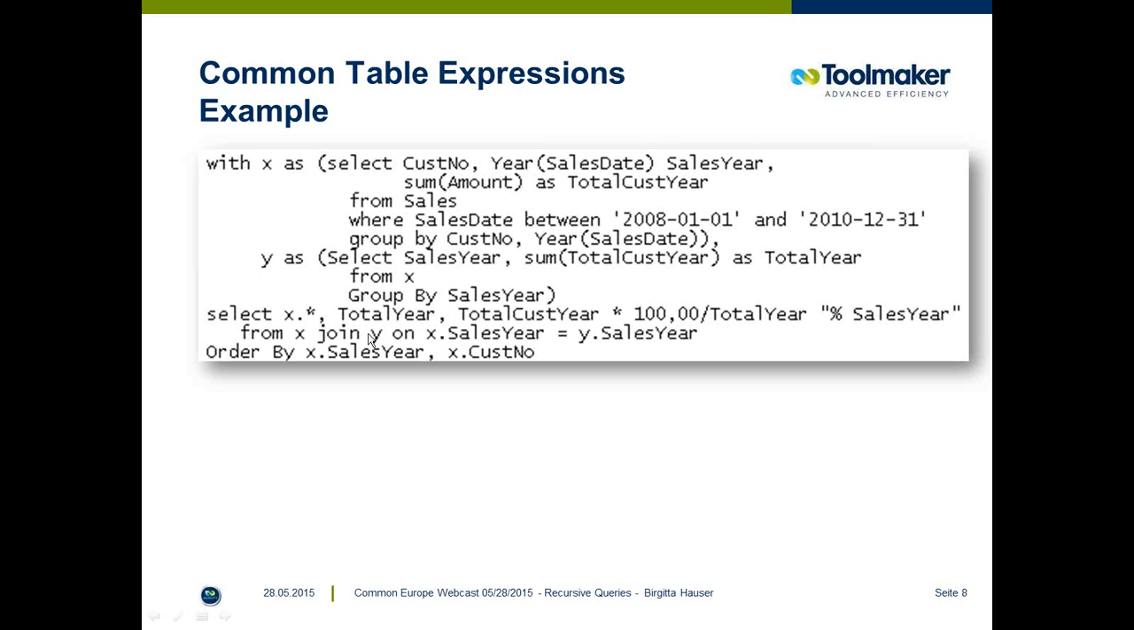And here in the final select statement, we join the X common table expression with the Y common table expression using the year, and then we show all columns from the X common table expression, add the total year, which is defined here in the second common table expression, and finally we calculate the percent. We calculate the percent of the sales of the year, and order the result depending on the sales year and the customer number.